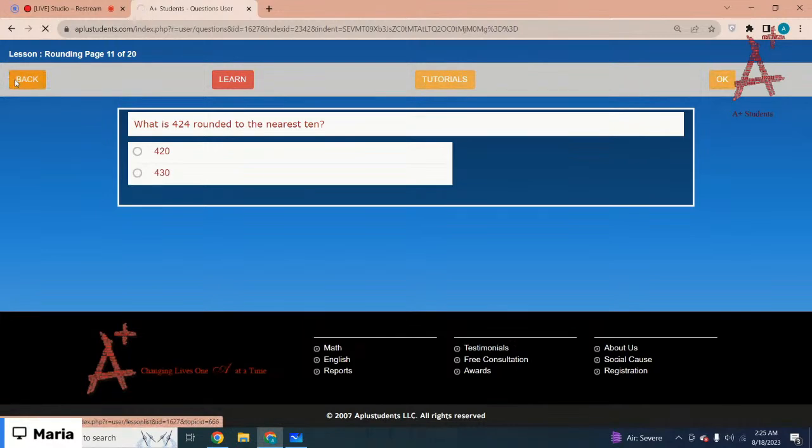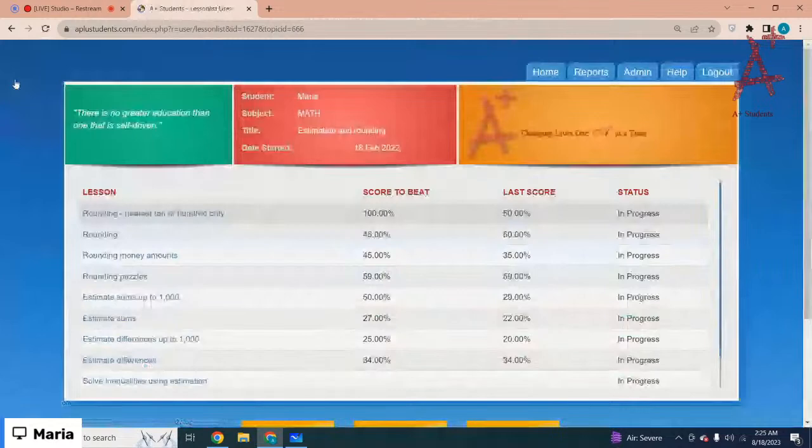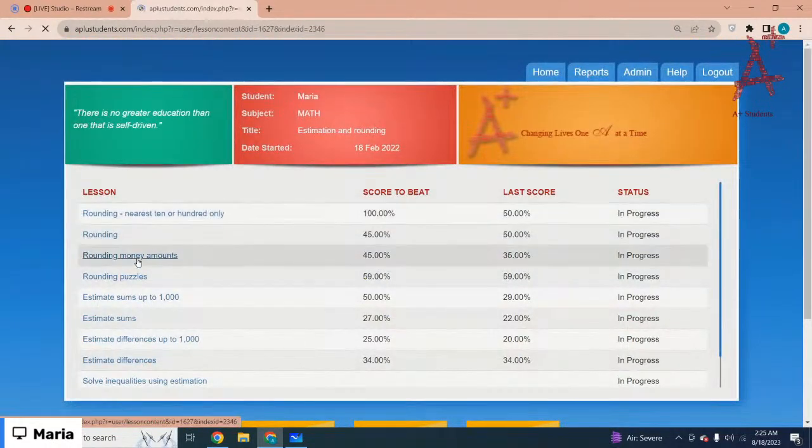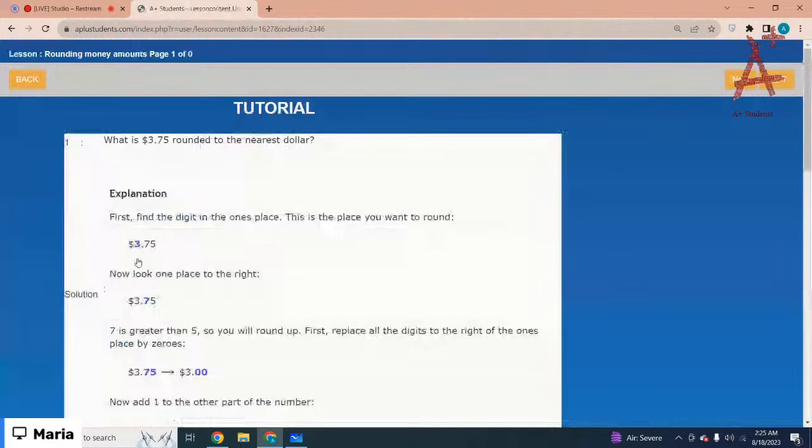Okay, the next one is rounding money amounts. Okay, so you have to round now money amounts. What is $3.75 rounded to nearest dollar? Okay, 3.75. We have to round 3.75 to nearest dollar, right?